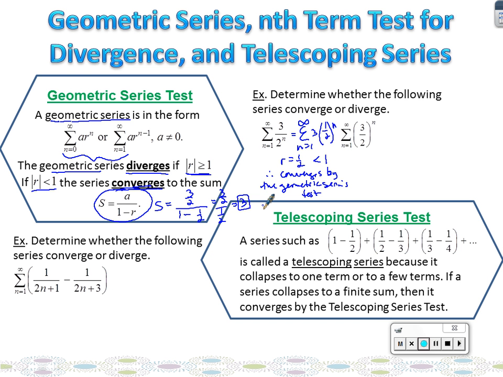All right, let's take a look at this one. It's already set up kind of nicely for us. It's r is 3/2. And we know from that immediately what happens, right? This series is going to diverge. So we would say, therefore, this diverges by the geometric series test.